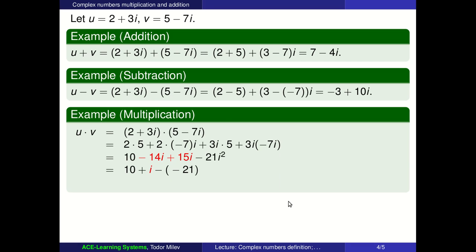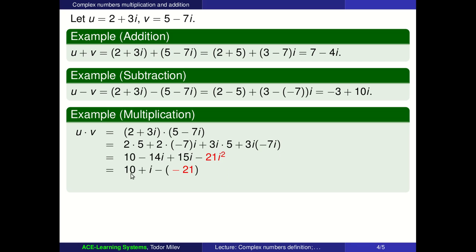Okay. Now here's the really deep thing. As we said, i squared is equal to negative 1, and we haven't really exploited that fact so far. Well, let's exploit it. i squared equals negative 1, so I can replace 21i squared with minus 1 times 21. So rather than 21i squared, I'm getting negative 21. Alright, I'm almost done. Now I'm having the expression 10 plus i minus minus 21. Now minus minus 21 is equal to plus 21.